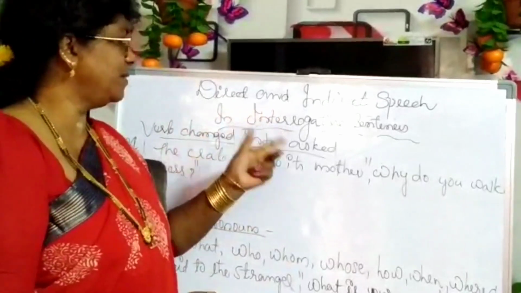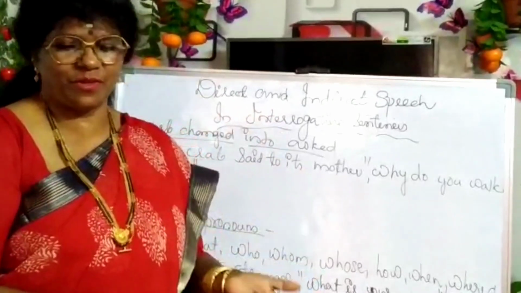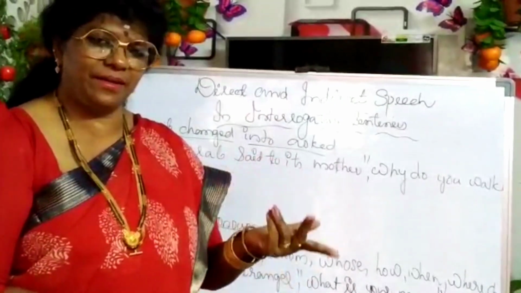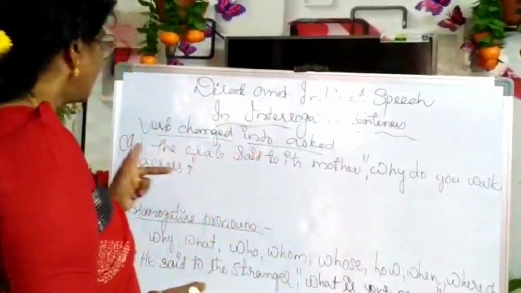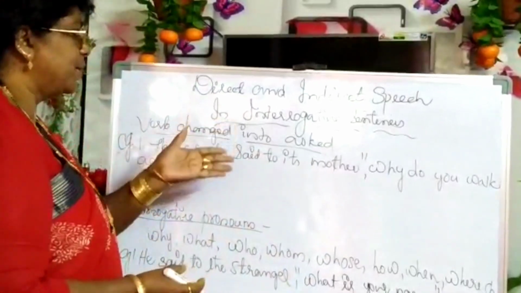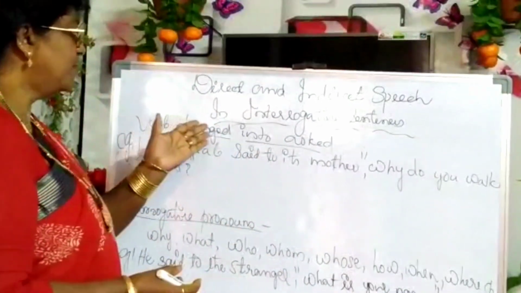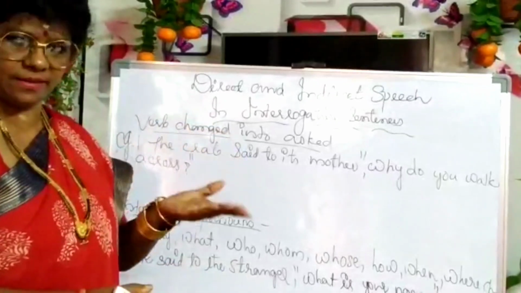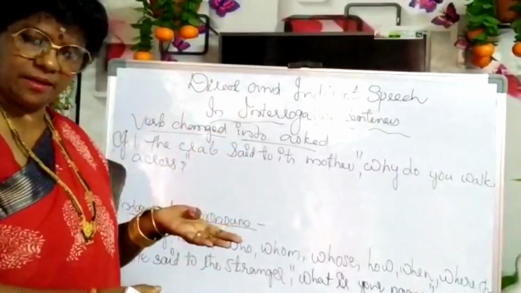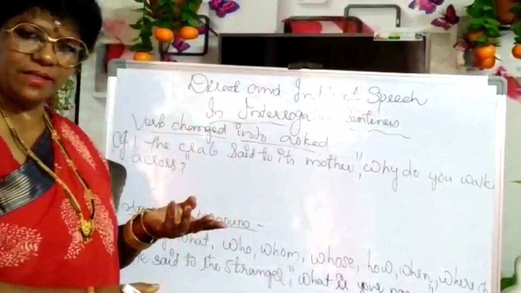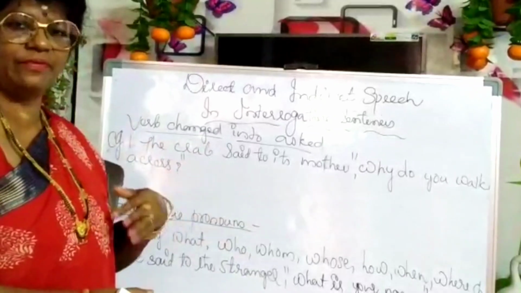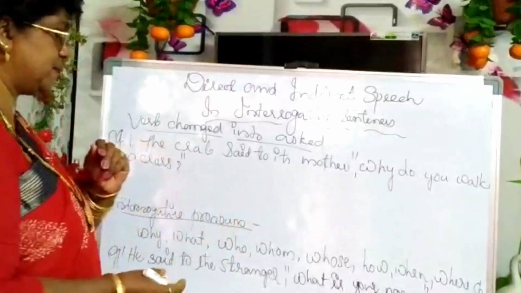Direct and indirect speech in interrogative sentences. What is an interrogative sentence? Starting with a question word and ending with a question mark. Whenever we are dealing with an interrogative sentence, the verb changes into asked. Previously, for assertive sentences we used that. For imperative sentences we used to infinitive. Here we are using asked if there are any objects.